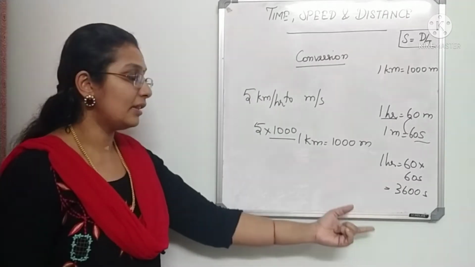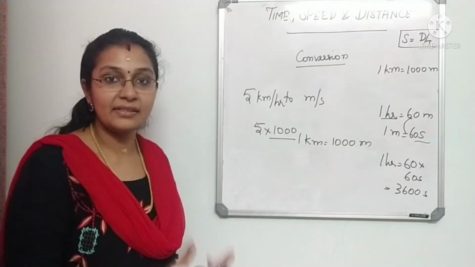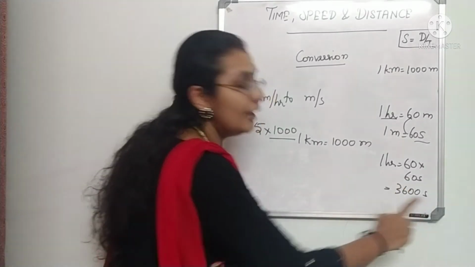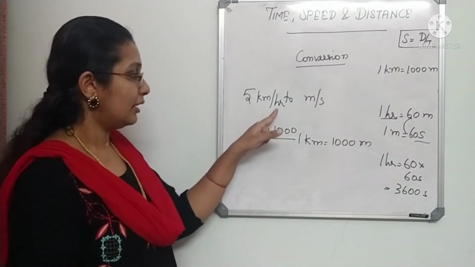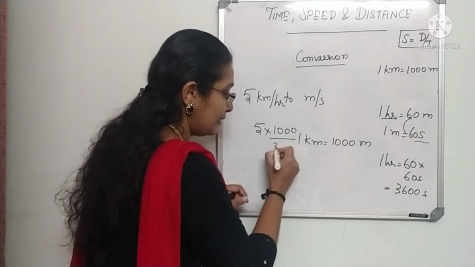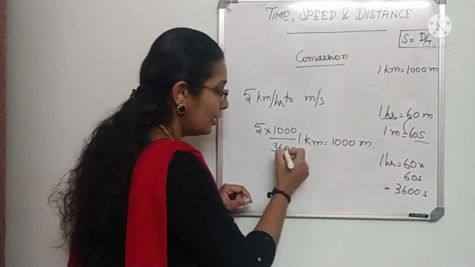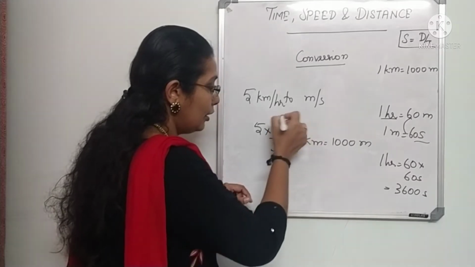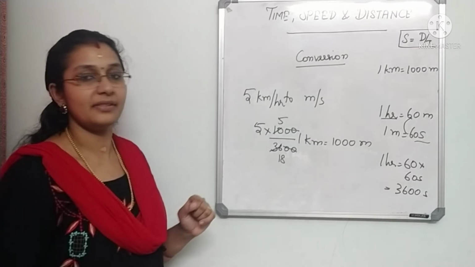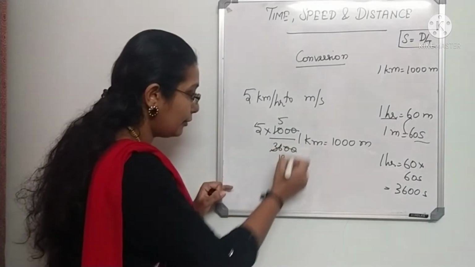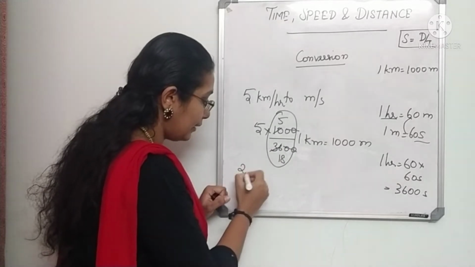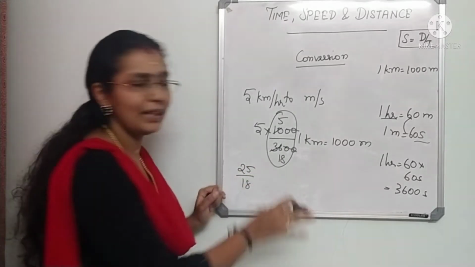Clear with this concept? See, in 1 hour I have 60 minutes, in 1 minute I have 60 seconds. So 60 into 60, 3600 seconds. So here I will have to convert hour to second. So divided by 3600. Okay, so cancel it. 2 5s are 10, 2 18s are 36. Okay, so 5 into 5 by 18. So keep this as such, which is 25 by 80. You divide and find the answer.